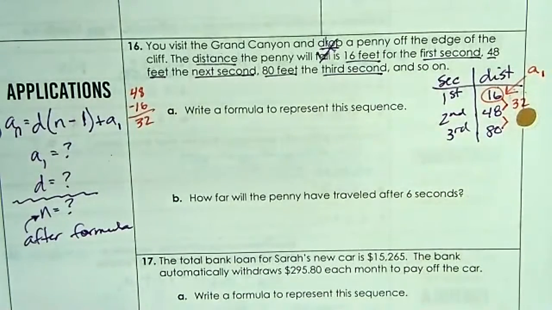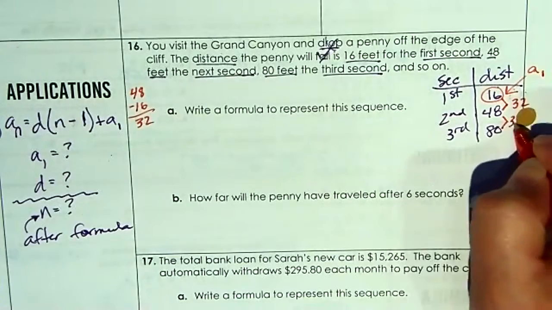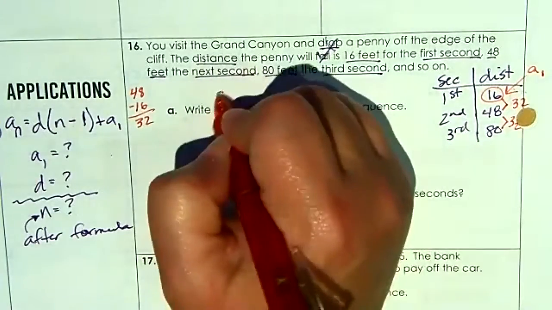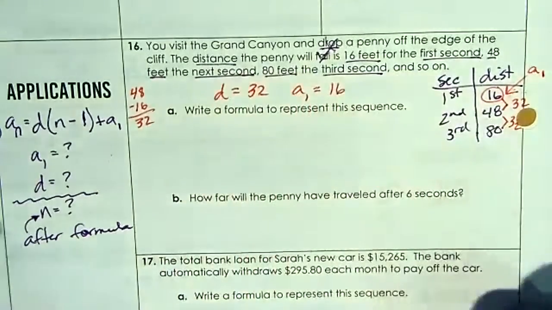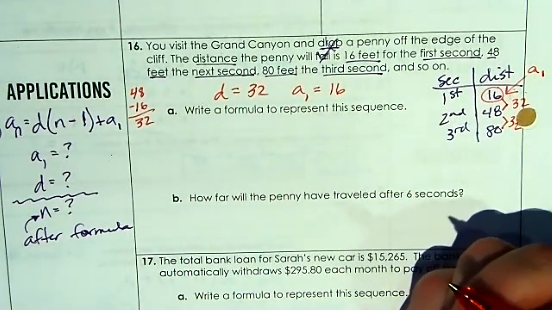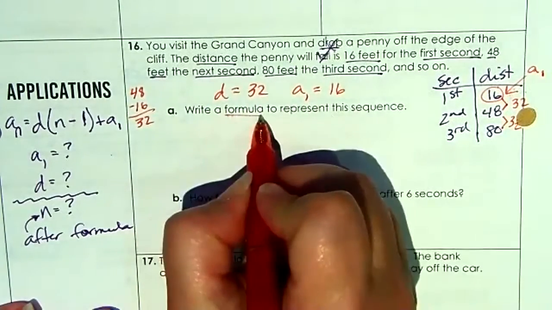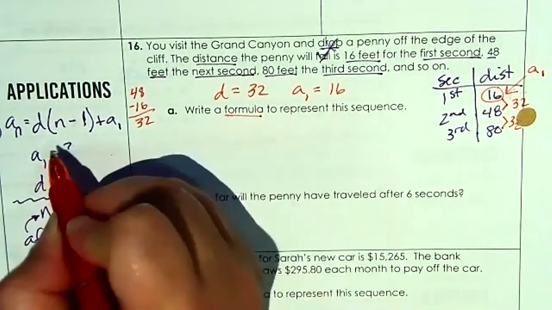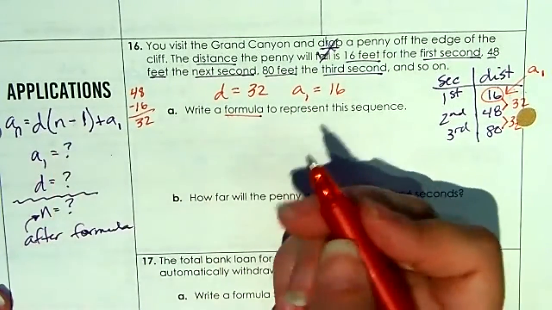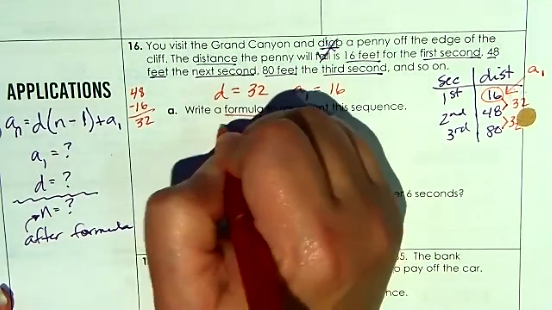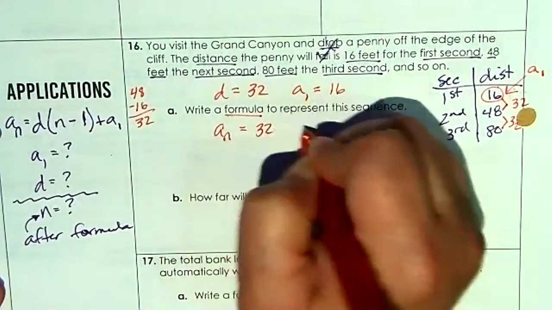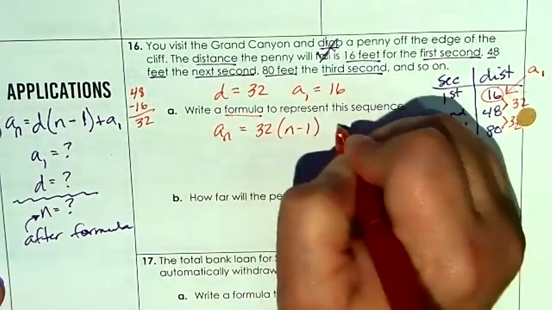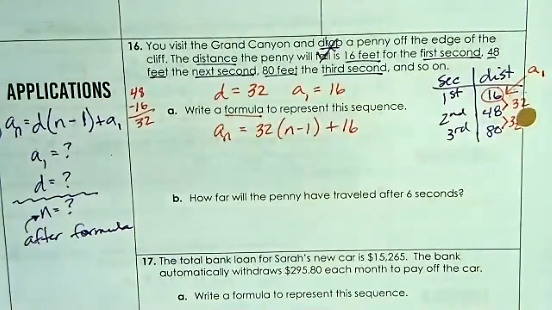I've got to see, is it the same? So I'm going to do 80 minus 48, which gives me 32 as well. So therefore, I know right now that my d is 32 and my a sub 1 is 16. So to find my formula, I plug my information into this rule over here. So I'm going to have a sub n equals 32, open parentheses, n minus 1, close parentheses, plus 16.